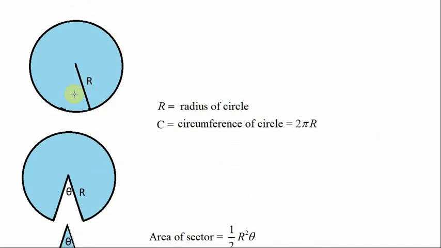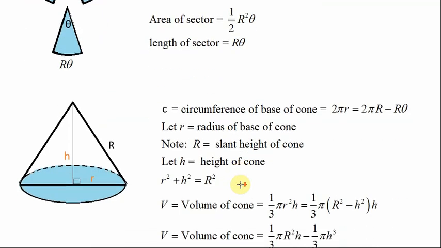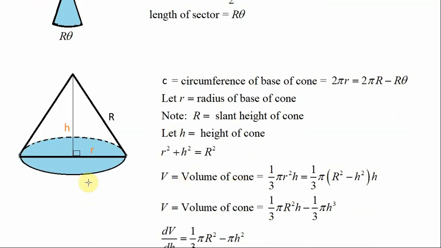So here's the original circle with radius R, and so the circumference is 2 pi R. For the cutout sector, the area of the sector is 1/2 R squared times theta, and the length of the sector is R times theta. And then here's the cone that's formed.